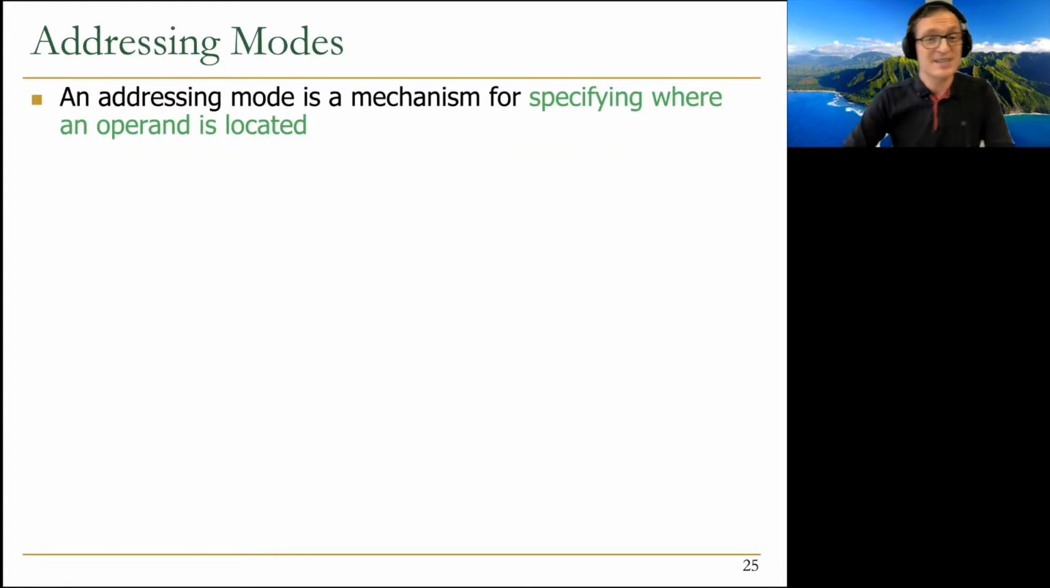And ISA also specifies addressing modes. An addressing mode is a mechanism for specifying where an operand is located. We discussed this yesterday also.